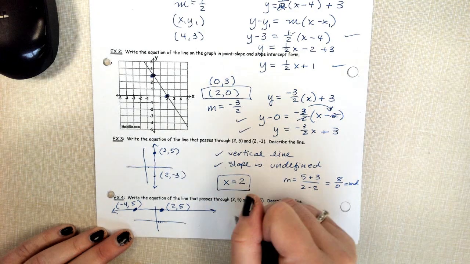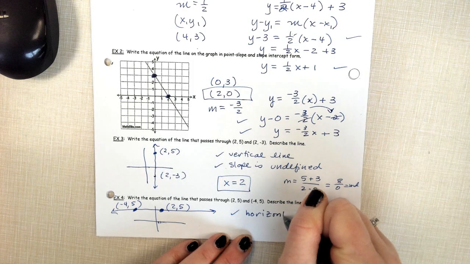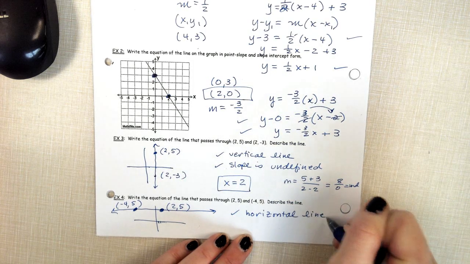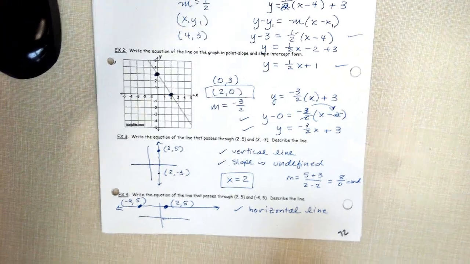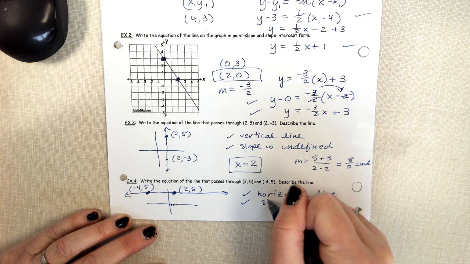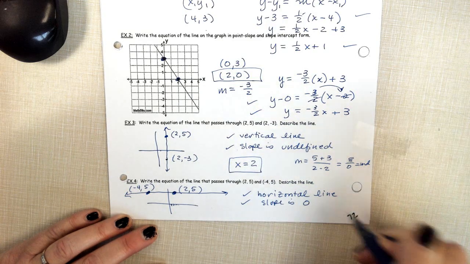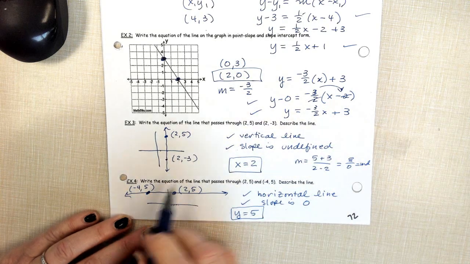All right, now this is a horizontal line. Okay, now for a horizontal line, the slope is 0. And this would be y equals 5. So y is the constant.